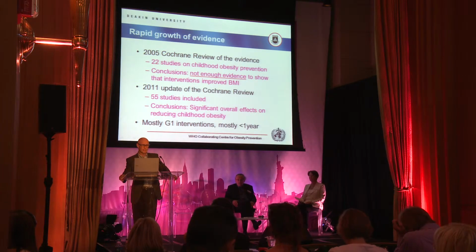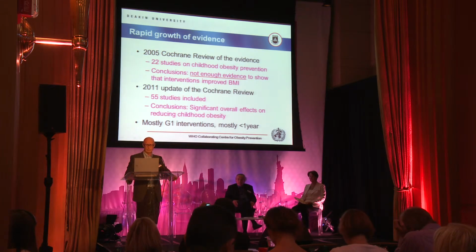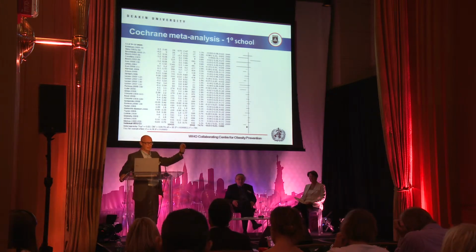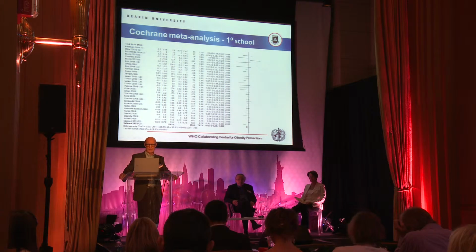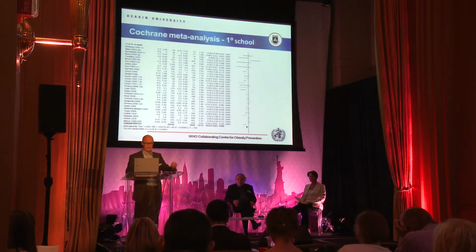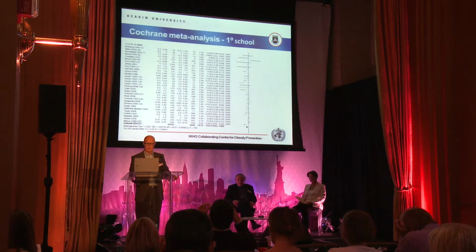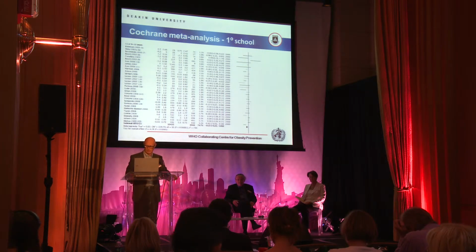Again, you can see the explosion of studies, 33 studies in those last few years. And now they're able to conclude that there are significant overall effects on reducing childhood obesity. However, most of these were what I'm calling Generation 1 interventions, and mostly were less than 1 year. For those of you familiar with the meta-analysis, this is the meta-analysis for the primary school children. Anything to the left of that line for individual studies means a significant effect, and this little diamond down on the bottom here shows you the net result. It's clearly to the left side of that line showing that's overall significant.